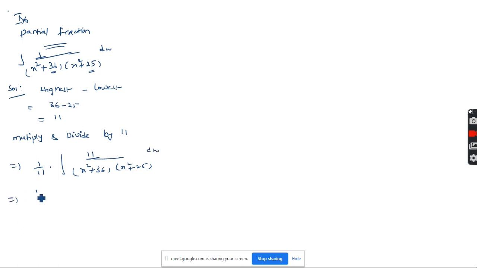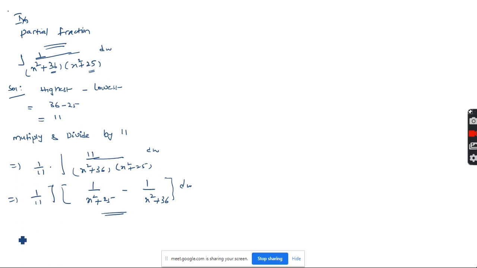So we get 1/11 integration of, where first you write the lower term and next the higher term. What is the lower term? The lower term is x² + 25. That is 1/(x² + 25) minus 1/(x² + 36). If we simplify, we get this value.